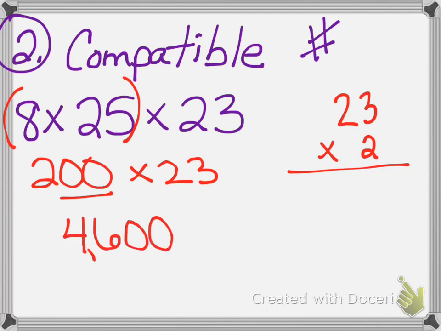And so I was able to go mental with this problem. If they need to write a few things out, that's totally fine. If they don't want to use this at all, that's totally fine. We could figure out what 8 times 25 is, and then use an area model, or just regular multiplication to figure out our products.